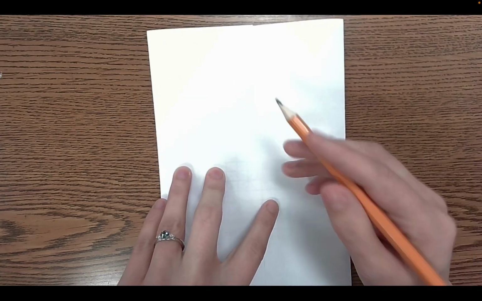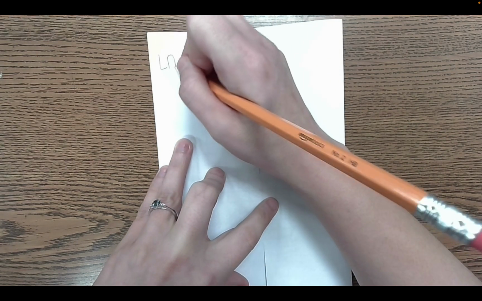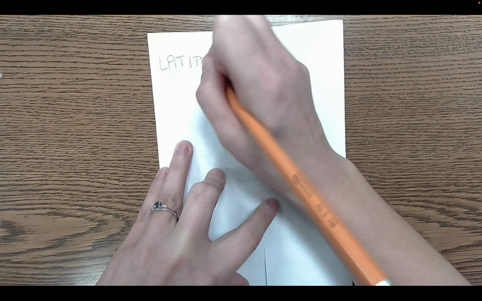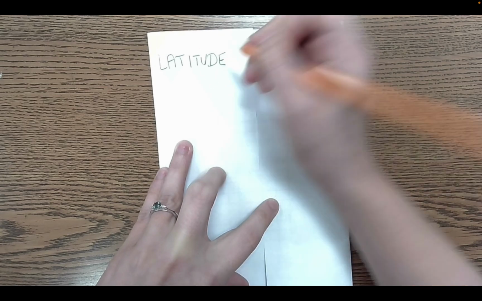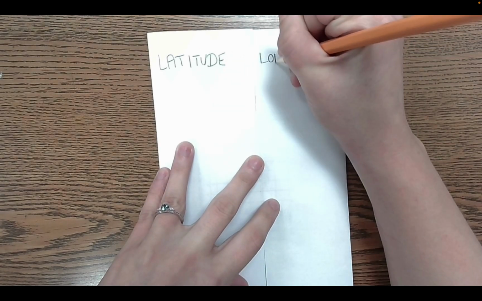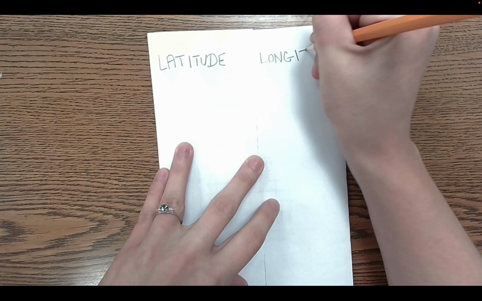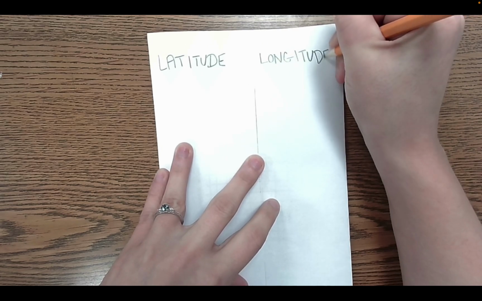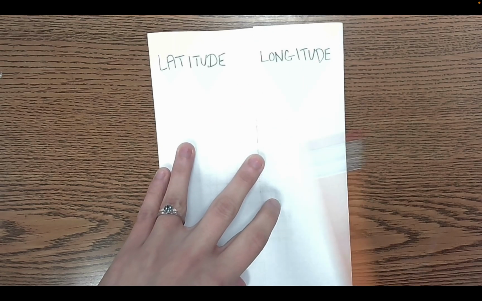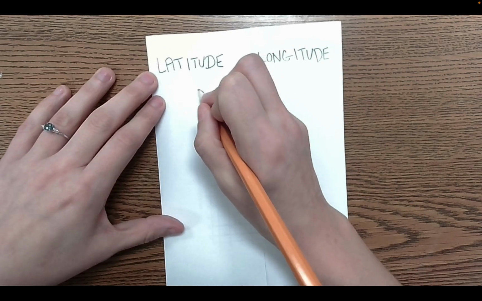On the outside, I want you to label this one latitude, and the other one is going to be longitude. So let's look at what each of these things are. So we're going to start with latitude first.